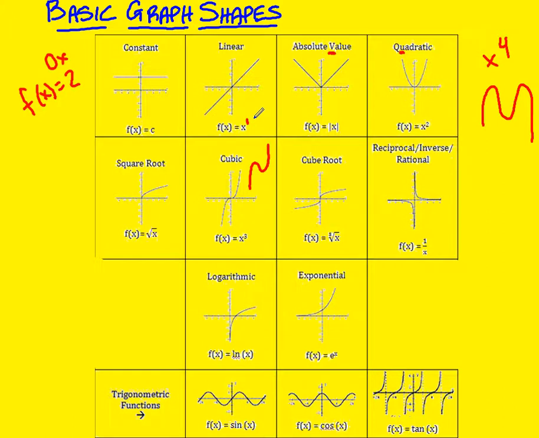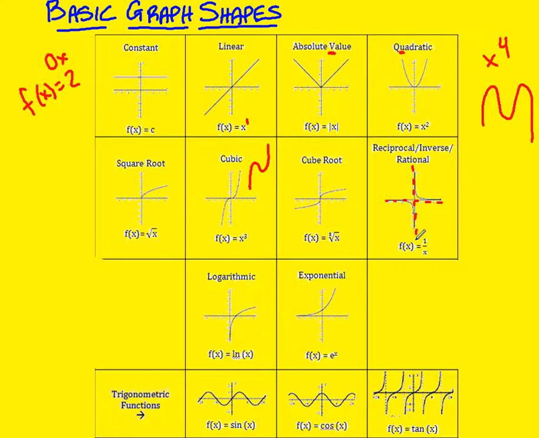Okay, square root and cube root. Remember, square root goes in one direction, like the quadratic. Cube root has a bend. It's not one direction. It goes both directions. Your reciprocal is the one that had the asymptotes idea, possibly vertical or horizontal asymptotes.